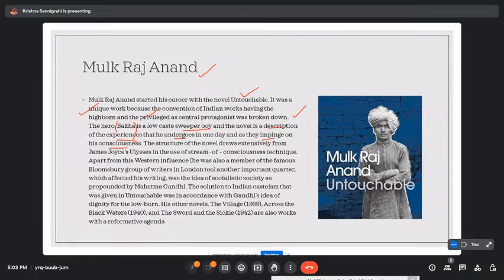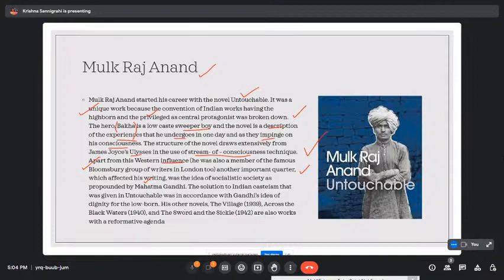So the structure of the novel draws extensively from James Joyce's Ulysses in the use of stream of consciousness technique. I think all of you must have read James Joyce's Ulysses and how there is the use of the stream of consciousness technique. Apart from this Western influence, he was also a member of the famous Bloomsbury group of writers in London. Another important quarter which affected his writings was the idea of socialistic society as propounded by Mahatma Gandhi. So as an influence of this, he has reflected the ethos in his writing.